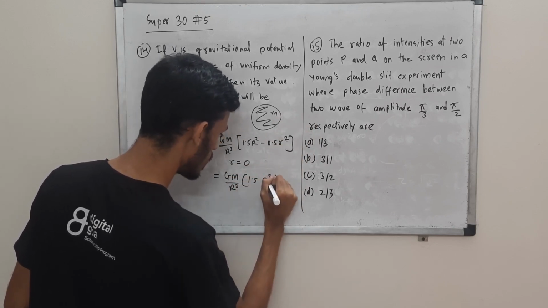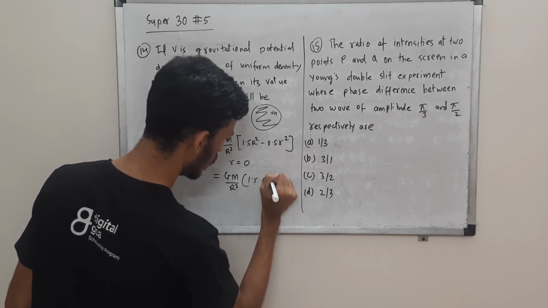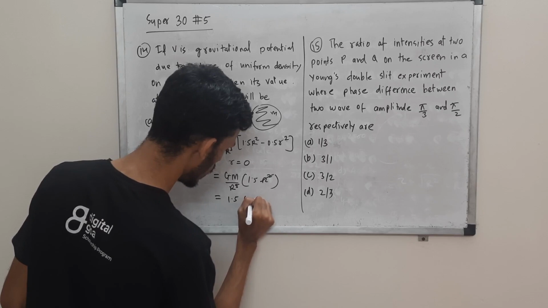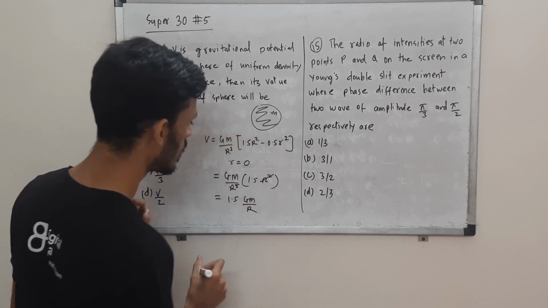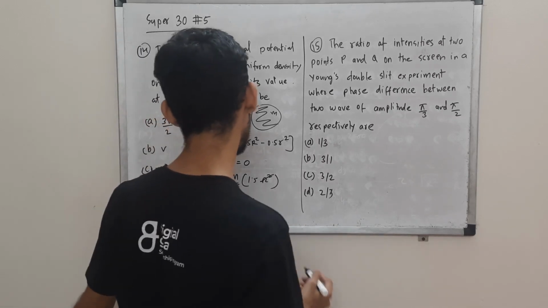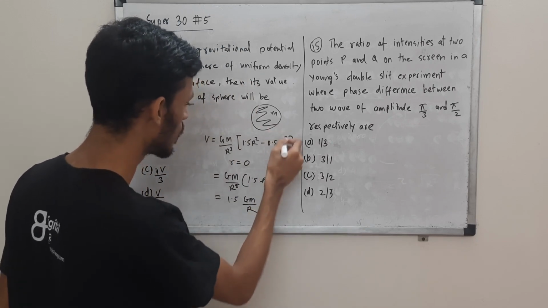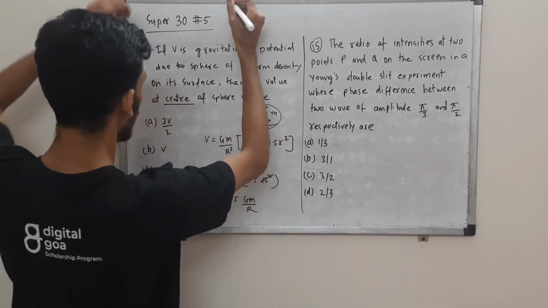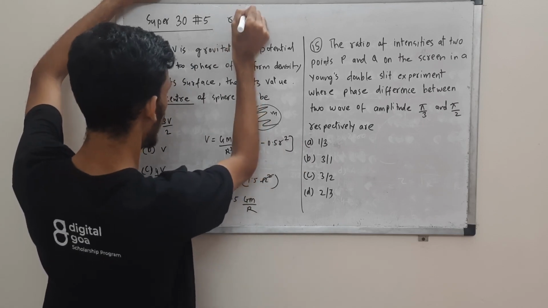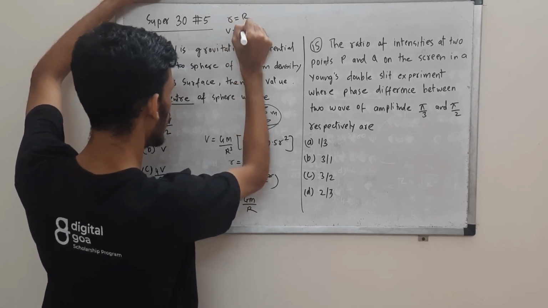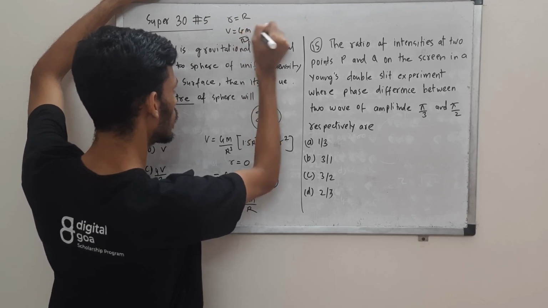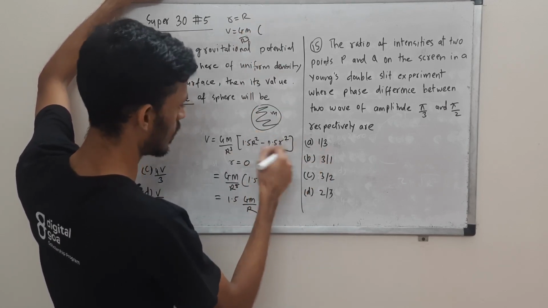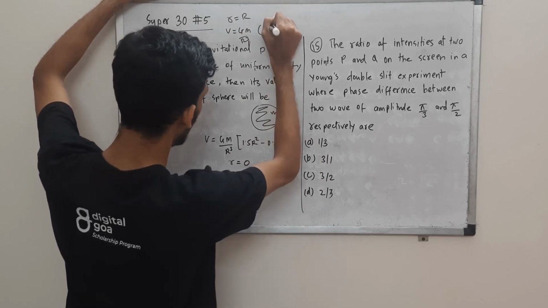So this R squared will cancel with this, and you'll have 1.5 GM by R. Now GM by R is nothing but the potential at the surface. You can equate small r to capital R, so this will become R squared, and you can see that V is equal to GM by R cubed times this. So this will be 1.5 R squared minus 0.5 R squared, the same R squared, so it will be 1 R squared.